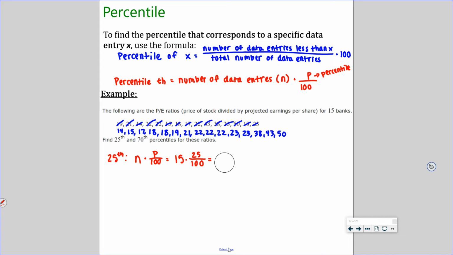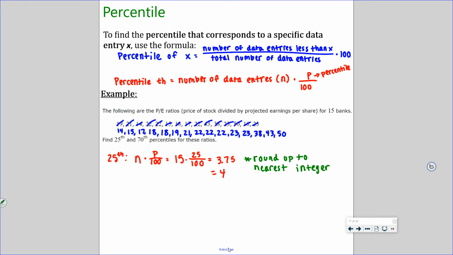So when this happens, you're essentially calculating which number on your list is the 25th percentile. If I say 3.75, anytime you get a decimal, you're always just going to round up to the nearest integer. Even if it's like 3.25, round up. Yes, round up to the nearest integer. So this essentially is calculating the position. So we're going to round up to 4.